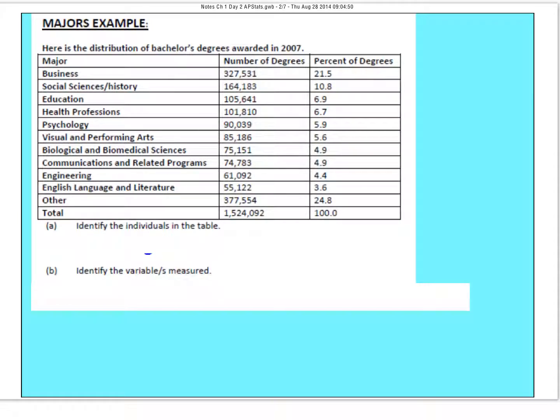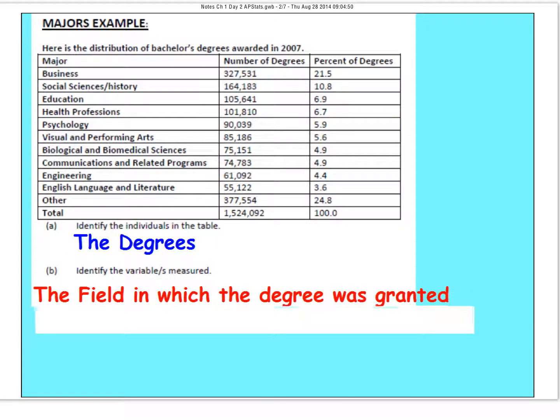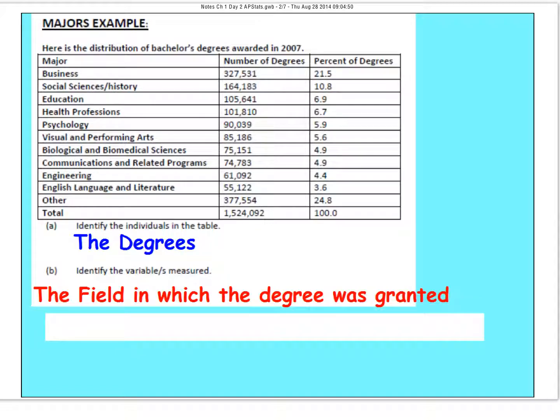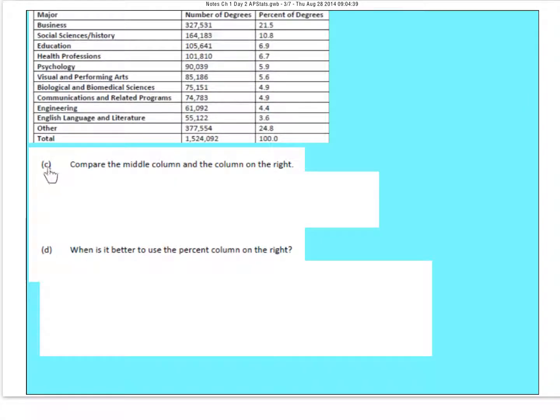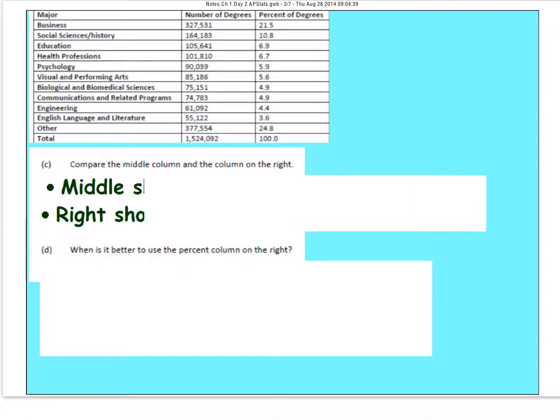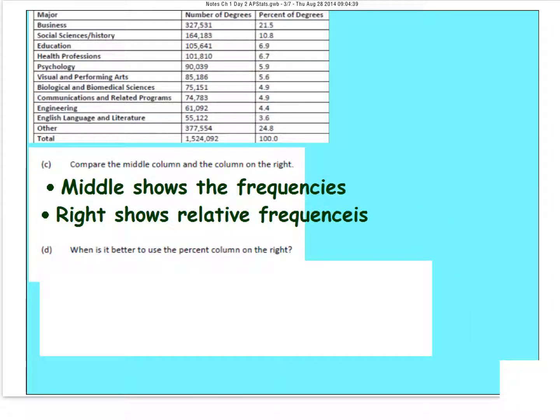So the first question, identify the individuals in the table. In this one here, the individuals are the degrees that were granted. Then identify the variables and how they were measured. They were measured by the field in which the degree was granted. Letter C wants us to compare the middle column, which is here, and the column to the right. We've already talked about that a little bit. The middle column actually shows the frequencies that we see, whereas the column to the right shows the relative frequencies.